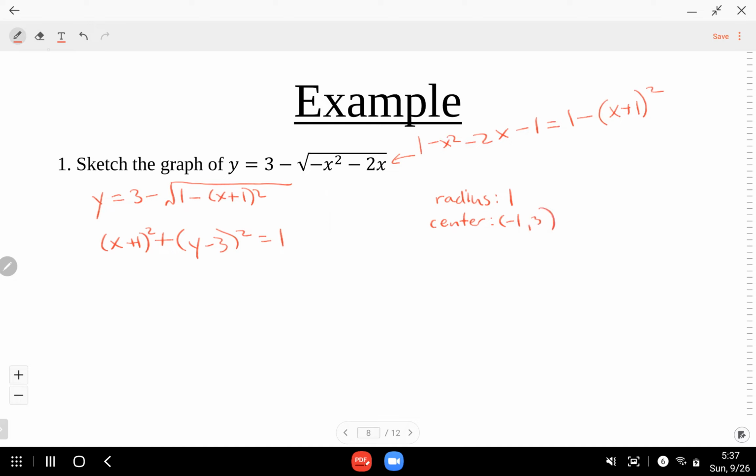Okay, so now we know how to sketch this graph. So let's sketch it here. We have negative 1, 1, 2, 3, and we have our very small circle. The radius is only 1.